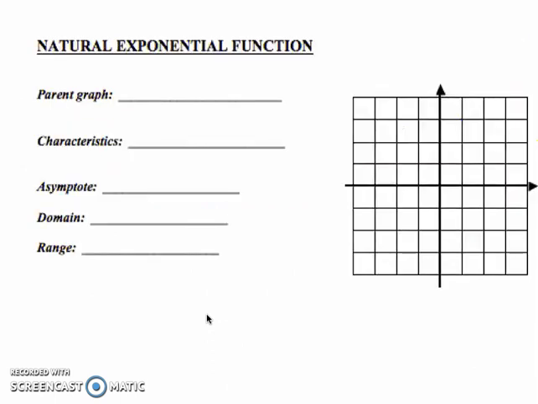Now we're going to transition to a different base. And this again is review from Algebra 2. Our parent graph for the natural exponential function is going to be f of x equals e to the x, where e is our base. And remember, e is a number. It's irrational. We approximate it to about 2.72 or 2.71, excuse me. So we'll put that under our characteristics, that e is approximately equal to 2.71828... So 2.72 is usually about what we approximate it as.